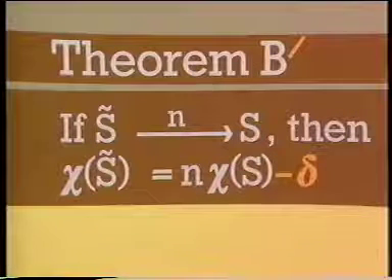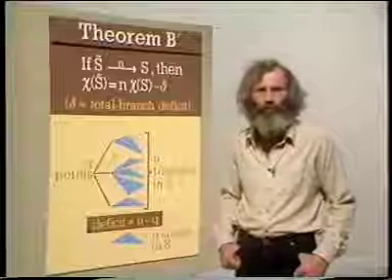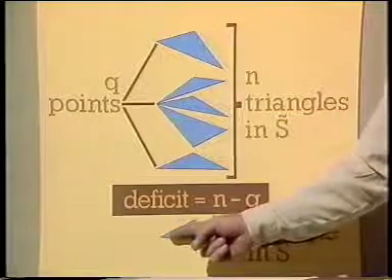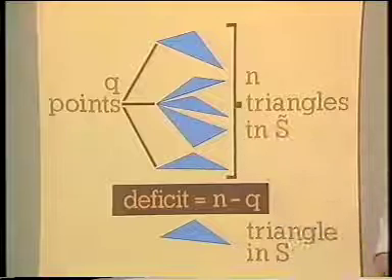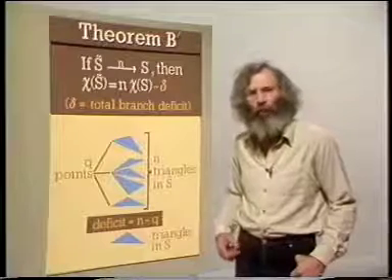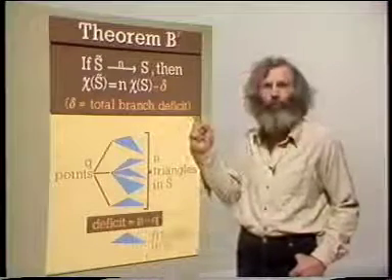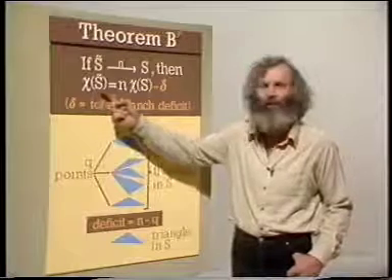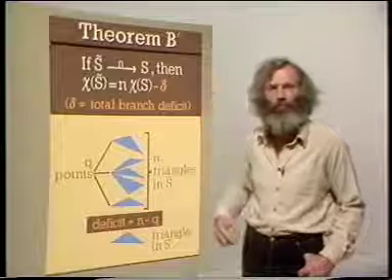We subtract delta from the right-hand side, the total branch deficit. This is defined as follows. Whenever there's a branch point, look at the point in the base. Then there are q points over it, instead of n, where q is less than n, and n minus q is the deficit. If we add up all the deficits for all the points like this, and call it delta, then delta is exactly the amount by which we've overestimated chi of S tilde by taking n chi of S. And that proves theorem B dashed.